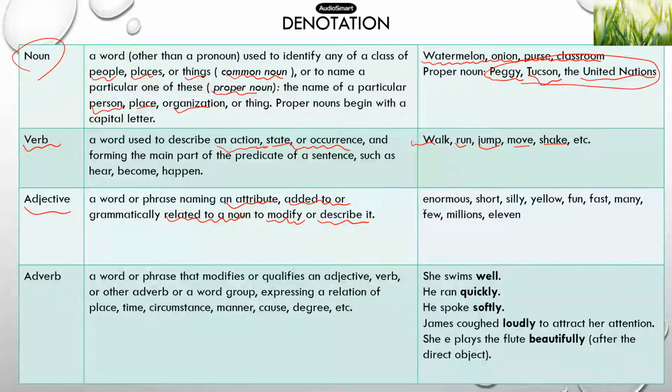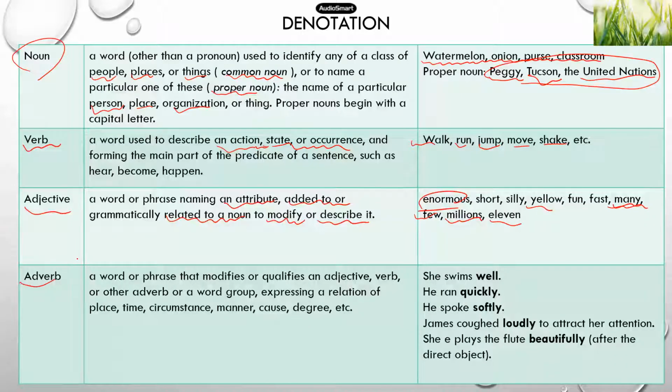Okay, so for example, enormous, right? I can say this is an enormous house, right? So you can see that enormous really kind of gives you an idea what a house looks like, right? And the attribute of the house. A lot of words can be adjectives. For example, color, like yellow, right? Or something related to quantity, such as many, few, millions, or specific numbers, like 11 or 3.